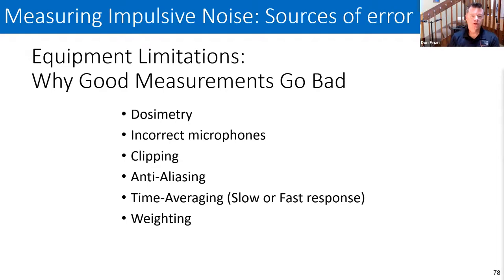So where could things go wrong in terms of making measurements? Well, it turns out there are lots of different areas in which we can have some problems. We're going to cover these as we go through. I'm going to talk about a number of these issues, and then Greg's going to follow up with a few others, issues that are more specific to dosimeters and sound level meters. But we're going to cover issues about microphones for a sound level meter or data acquisition system. We'll talk about clipping, what clipping is, aliasing a little bit, as well as time averaging, fast and slow responses, and weighting that we would find for a sound level meter.